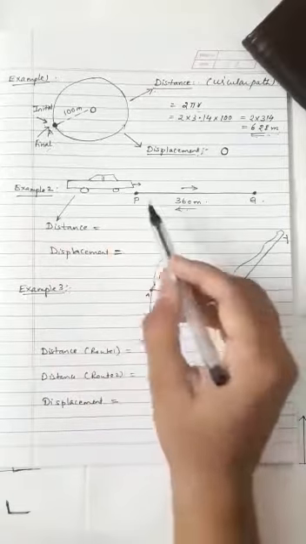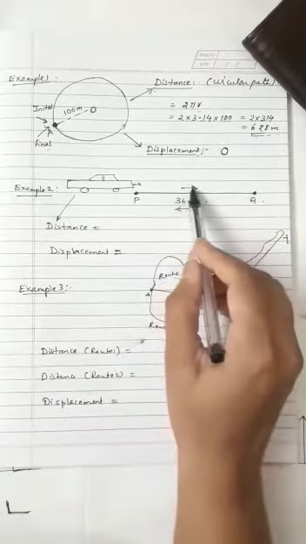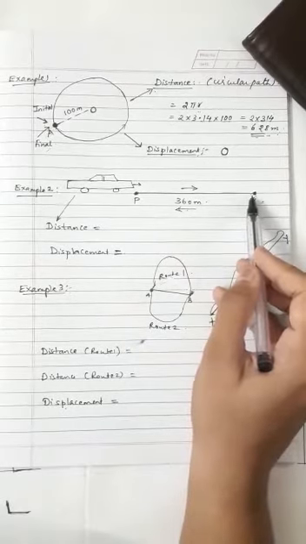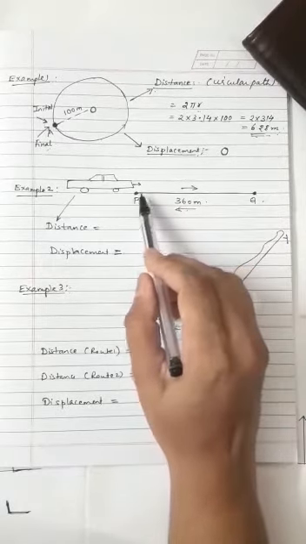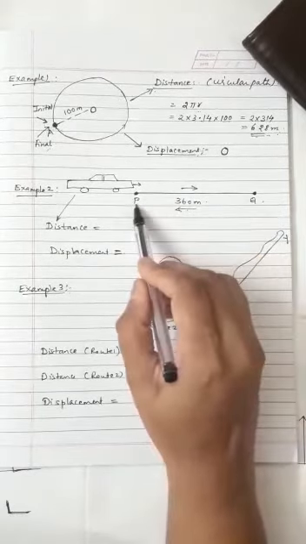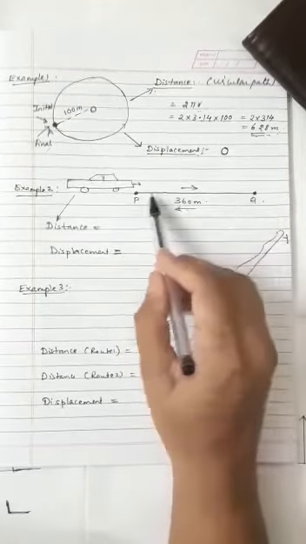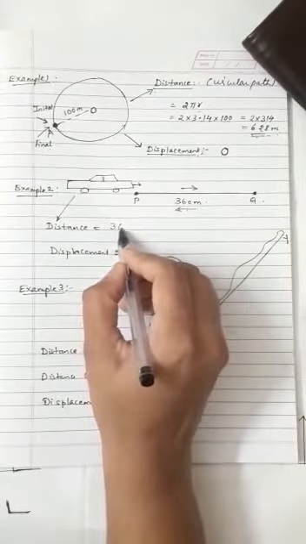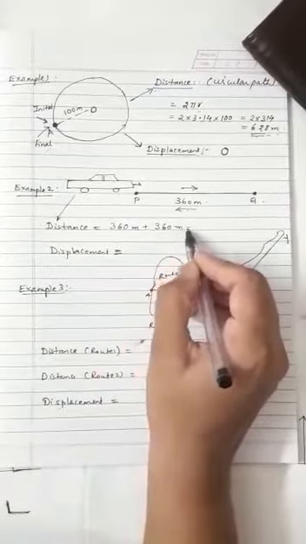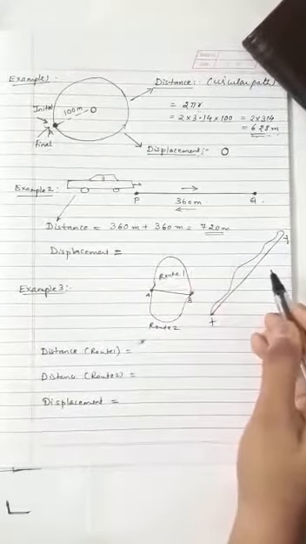Let us consider the next example. I have a car which is travelling from point P and reaching the point Q. The upward arrow shows the car travelling from P and reaching the point Q, and then it starts its backward journey. So the top arrow shows the forward journey and the back arrow shows the backward journey. So the car moves from point P to Q and again comes back from Q to P. The total distance is 360 meters in the forward direction and 360 meters in the backward direction. So the total distance travelled by the car is 720 meters.